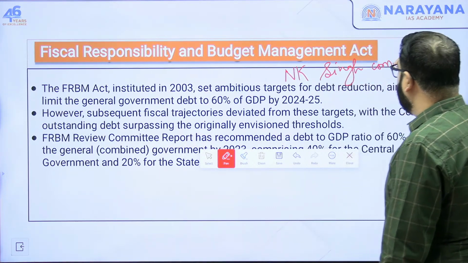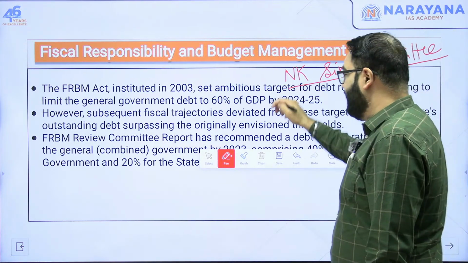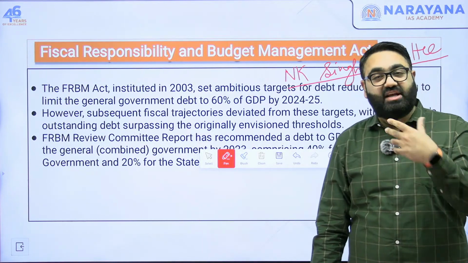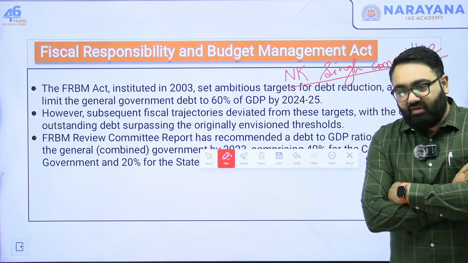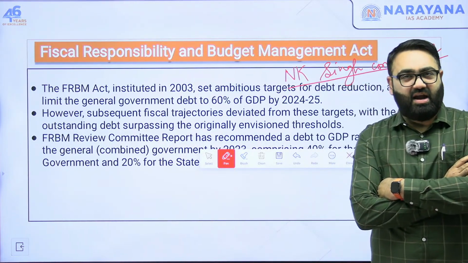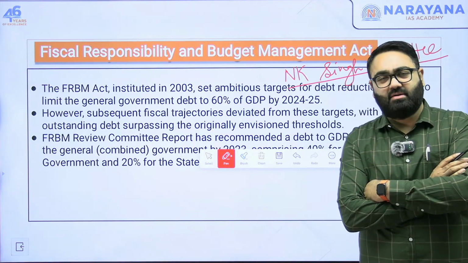N.K. Singh is the same person who was the head of this Finance Commission, whose reports are valid right now. The N.K. Singh Committee had suggested certain changes in the FRBM Act. They are the ones who said that achieving 3% of GDP as a fiscal deficit target would be almost impossible. Let's increase it to 4.5%.